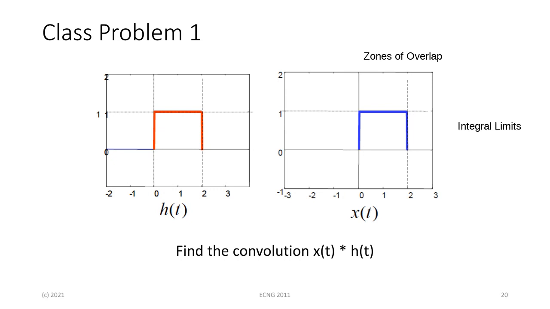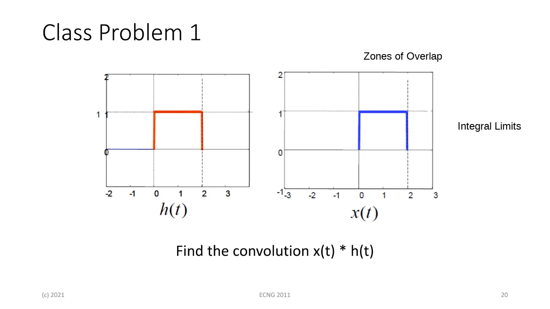Now, when we did that, the zones of overlap had to do with the size of the pulses, and the integral limit had to do with where, when we reverse the pulses, whichever one we happen to be doing the time reversal and sliding with, that determined how the problem worked. So we attempted this one yesterday in broad context.